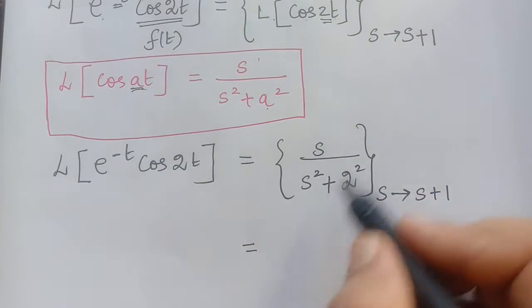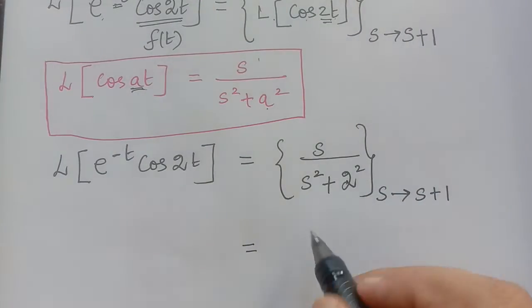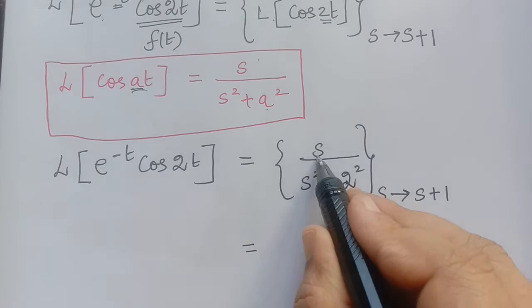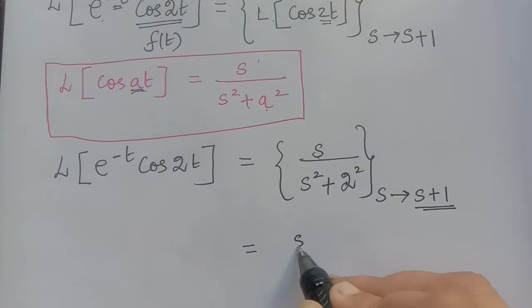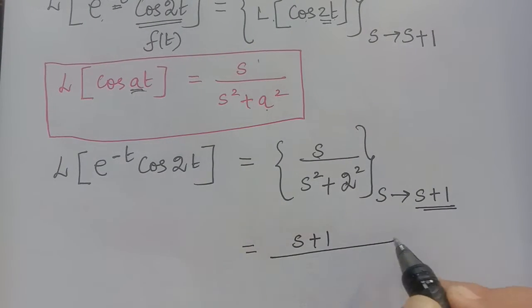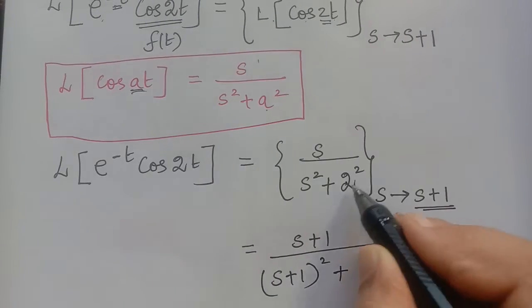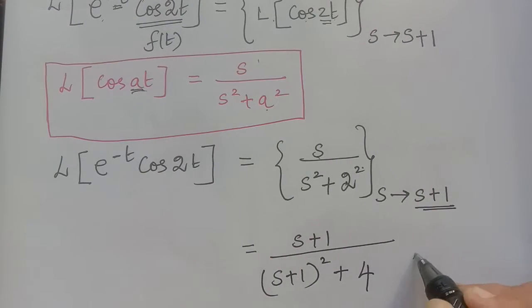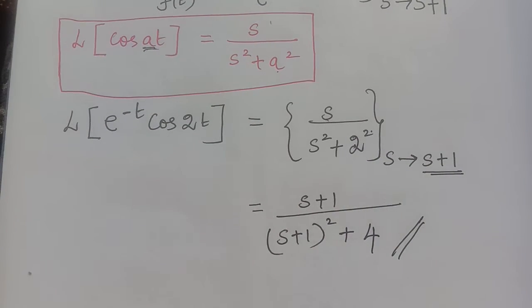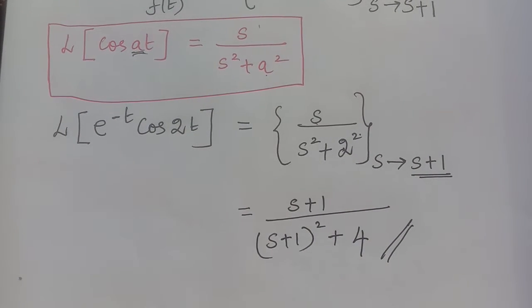So after replacing, you better remove the flower brackets. When we replace it, s should be replaced as s plus 1. So s plus 1 divided by s plus 1 the whole square plus 2 square is 4. So this is the required solution. Now we shall see problem 3.